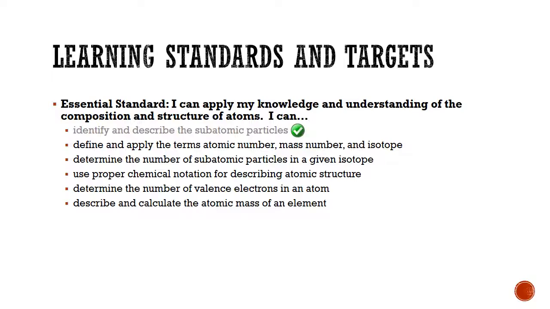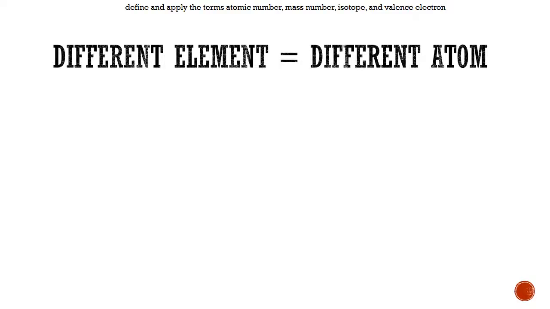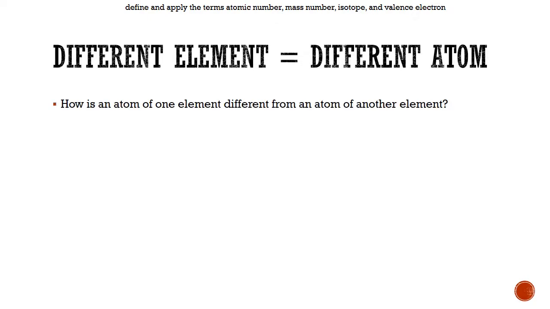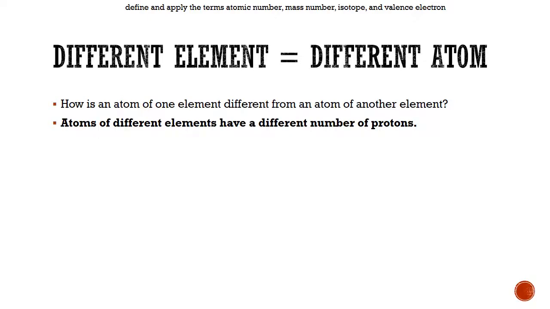So we've taken a look at that first learning target, being able to identify and describe subatomic particles. The next thing we'll do is look at defining some terms here: atomic number, mass number, isotope, and along with that, using some proper chemical notation for describing atomic structure. So one thing we want to understand is that atoms of different elements are different. So the question is, how is an atom of one element different from an atom of another element? Well, atoms of different elements have a different number of protons. This leads us to our definition of atomic number. The atomic number of any atom or any element is simply the number of protons in the nucleus of an atom.